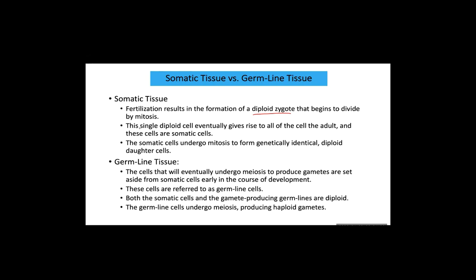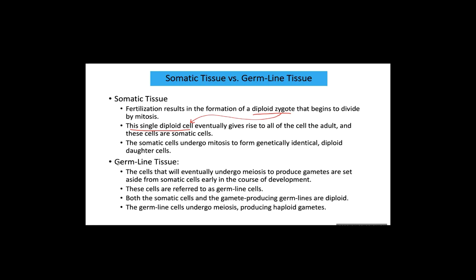This single diploid cell means what? Zygote. This zygote eventually gives rise to all of the cells of your body, and these cells are called somatic cells, or non-reproductive cells. The somatic cells keep doing mitosis to form genetically identical diploid daughter cells. I stressed that last time: the significance of mitosis is providing a genetically identical configuration to each cell in your body. Otherwise, a tumor can develop.